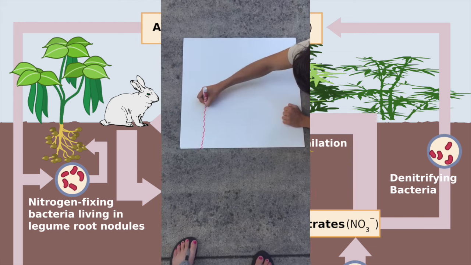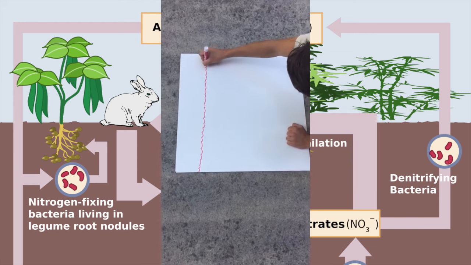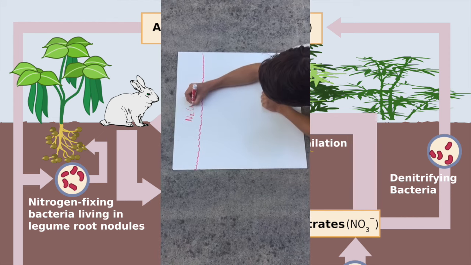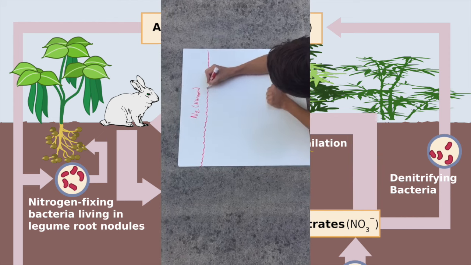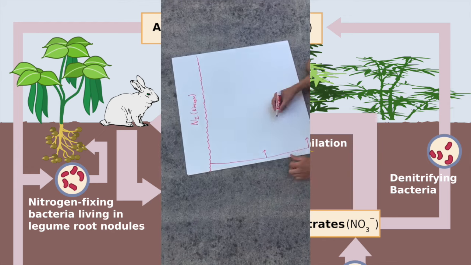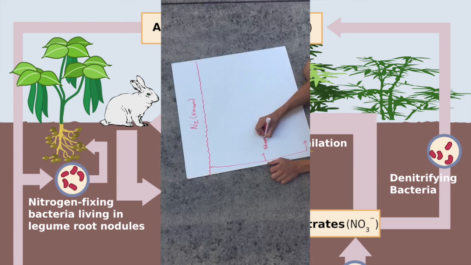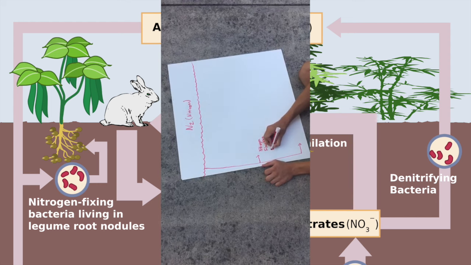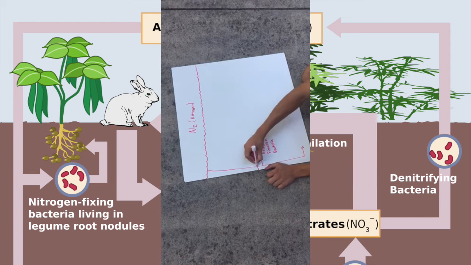Alright, hey, so we have the nitrogen cycle, and that's going to start off with the nitrogen in the atmosphere, otherwise known as N2, and that is going to be absorbed into the soil, and some of it is going to be going through nitrogen-fixing bacteria living in legume root nodules and plants that can absorb it. That's the first term right there.